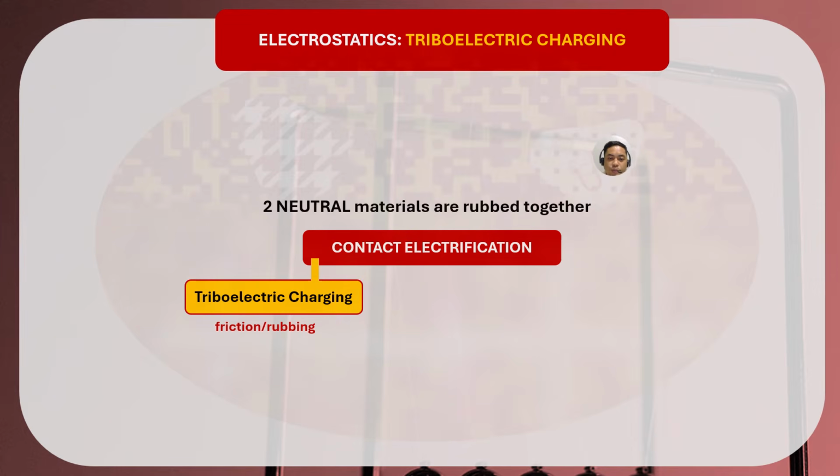When we say contact electrification, yeah, there's a direct contact, and one example, which is our focus for today, is triboelectric charging or friction charging or rubbing. It started with two neutral materials. Please take note. Neutral material, same number of protons and electrons, no charge. And there is this mechanism called rubbing or rub together. When there will be rubbing, that's triboelectric charging. That's not conduction. Okay.